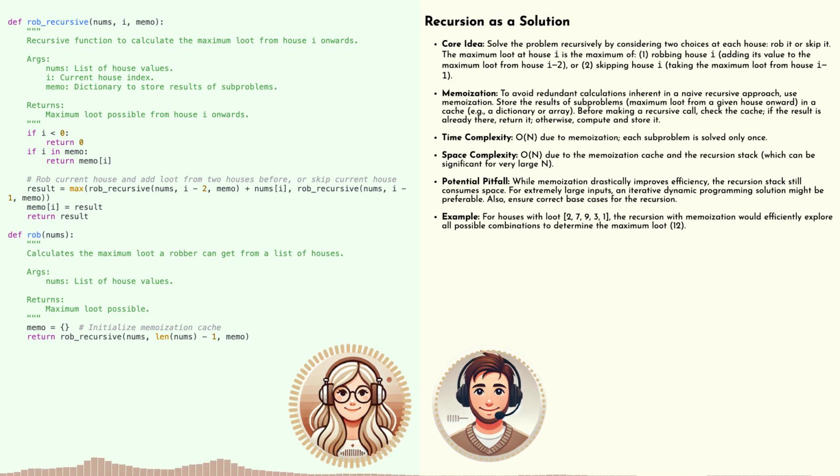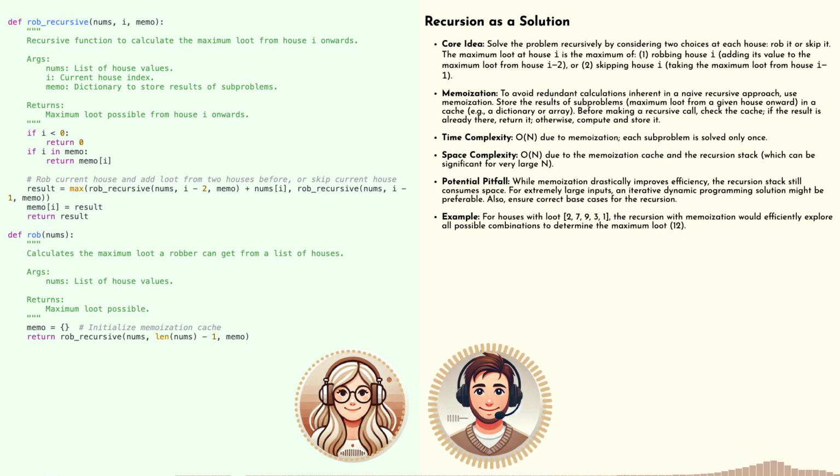So if I rob this house, my helper is going to tell me the best way to do the rest of the street. And they have to follow the same rule, so they can't rob adjacent houses either. So if you choose to rob the current house, your helper will tell you the best way to rob the rest of the street, but they have to start two houses down, because we can't rob the next one.